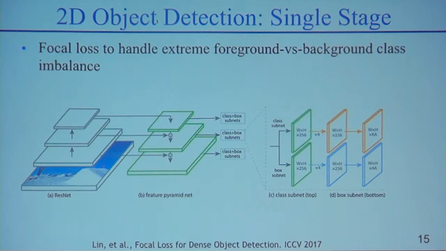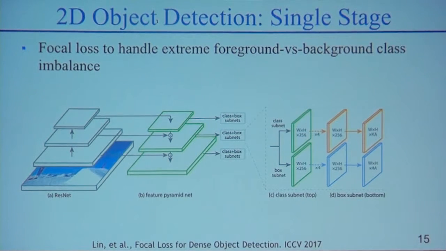But recently, people figured out a way to actually handle the extreme foreground-background imbalance. There is a loss function called focal loss. The difference from the normal cross-entropy loss is that you have a term that penalizes a lot of the easy cases.